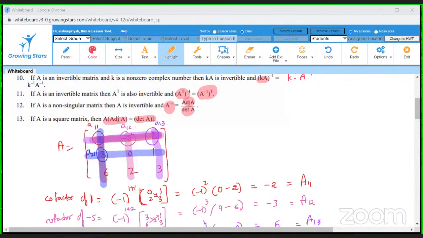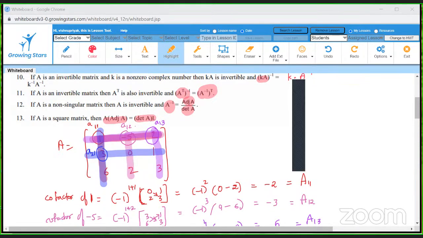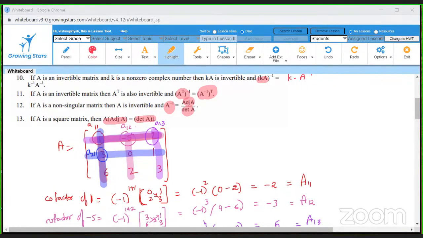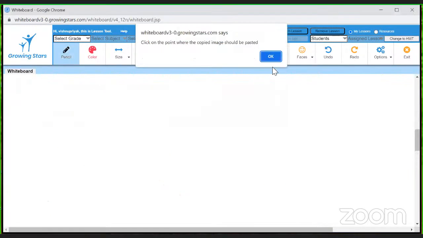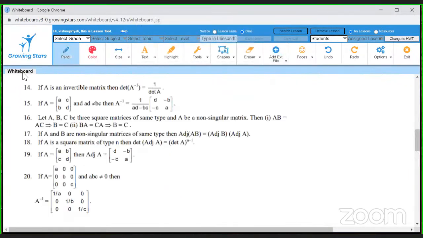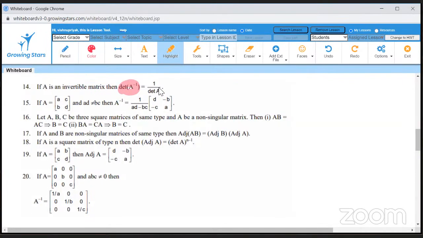Only a few more formulas. After that, we will go to problems. Again, after some time, tomorrow we will come back to formulas. Many formulas are there, that's fine. Next. Determinant of A inverse is 1 by determinant of A.